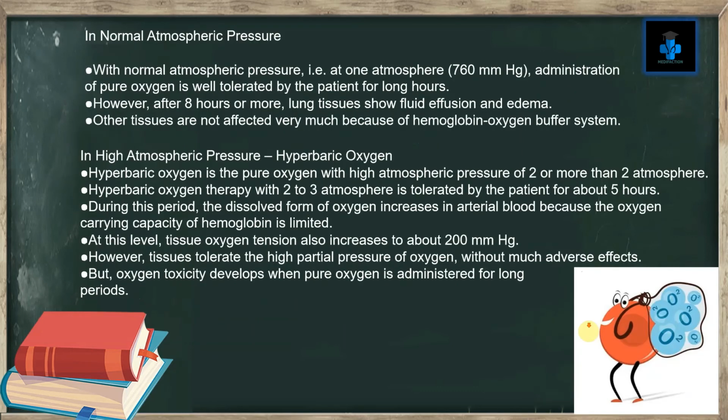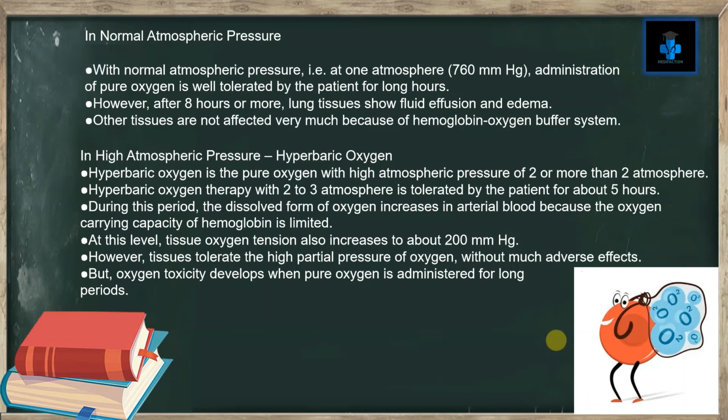hyperbaric oxygen. With normal atmospheric pressure, that is, at 1 atmosphere or 760 mm mercury, administration of pure oxygen is well tolerated by the patient for long hours. However, after 8 hours or more, lung tissues show fluid effusion and edema. Other tissues are not affected very much because of hemoglobin oxygen buffer system.